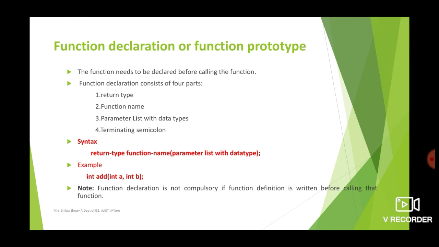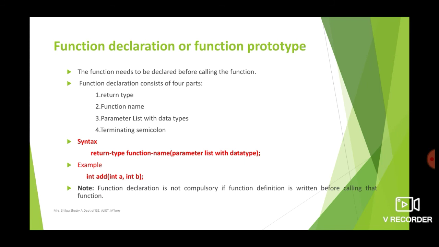The last part of the function to discuss is the function declaration, or function prototype. To brief you about this, it's the header of the function, that is the first line of the function definition. When you write it in the form of a function declaration, you need to put a semicolon at the end. The function needs to be declared before calling the function. A function declaration consists of four parts: return type, function name, parameter list with the data types, and a terminating semicolon.